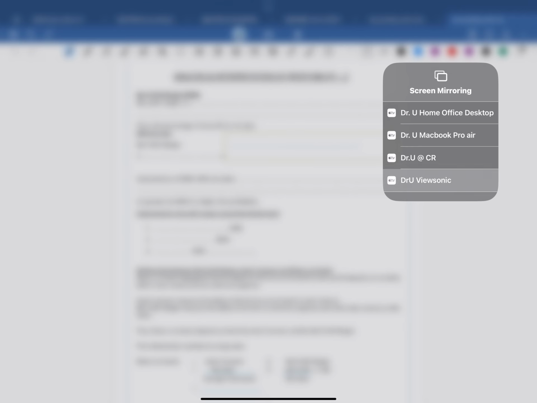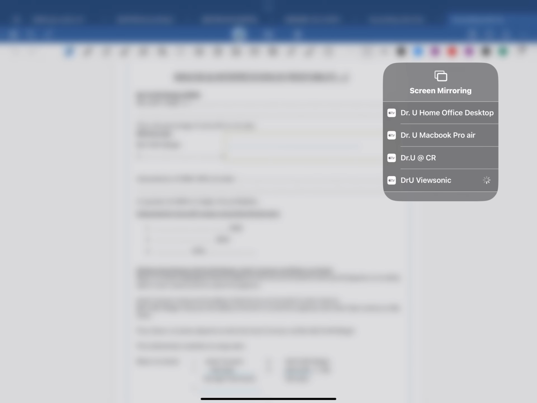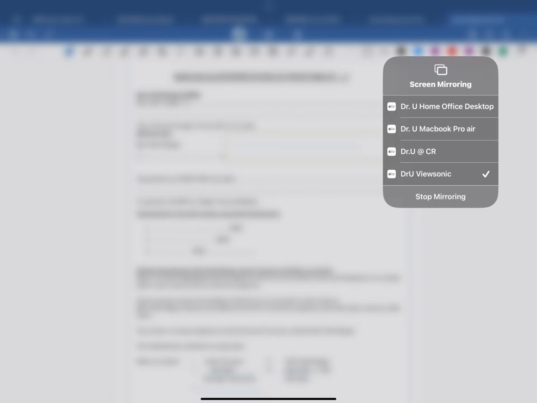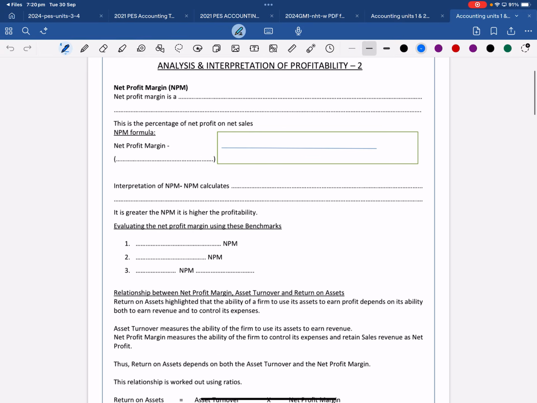This one is not connecting, guys. I don't know. I'll dictate the notes, guys.